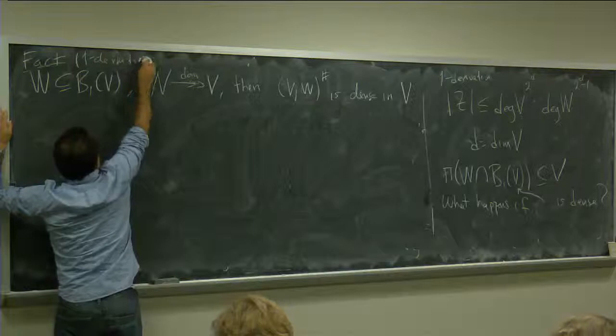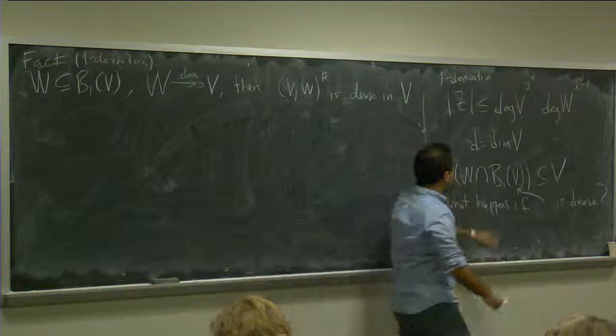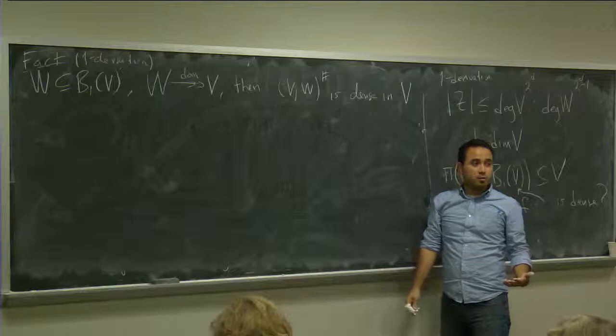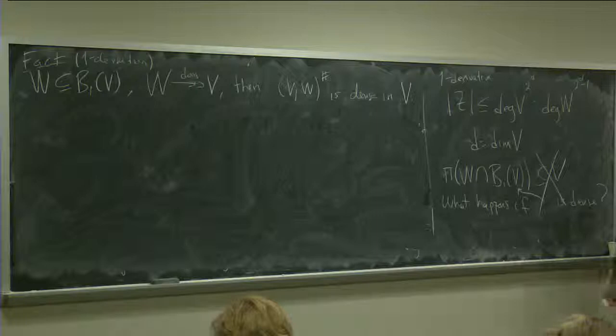Okay, this is true in the ordinary case. And so what happens if this projection is dense? Well, the fact tells me that the sharp set, which is my z, is infinite. And I'm assuming it's finite. So just by assuming that my sharp set is finite, I cannot have the projection being dense. This cannot happen. Therefore, the projection is not dense.